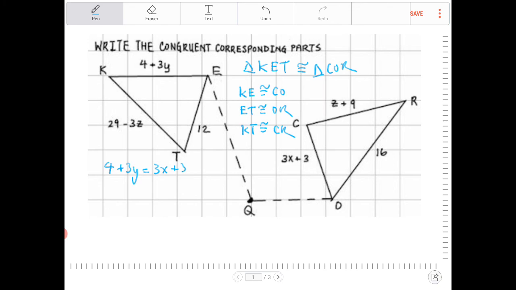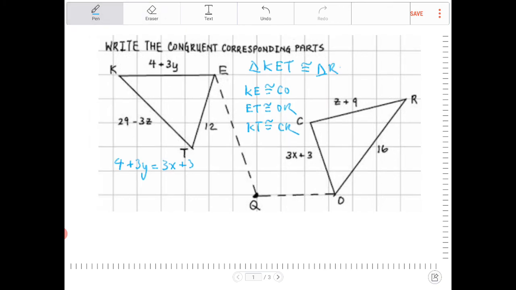KE, I'm sorry, I got this backwards here. KET and ROC. I don't know why I didn't just look at the example that I just went through. So that means these are incorrect. So KE and RO correspond. ET and OC correspond. And KT and RC correspond.